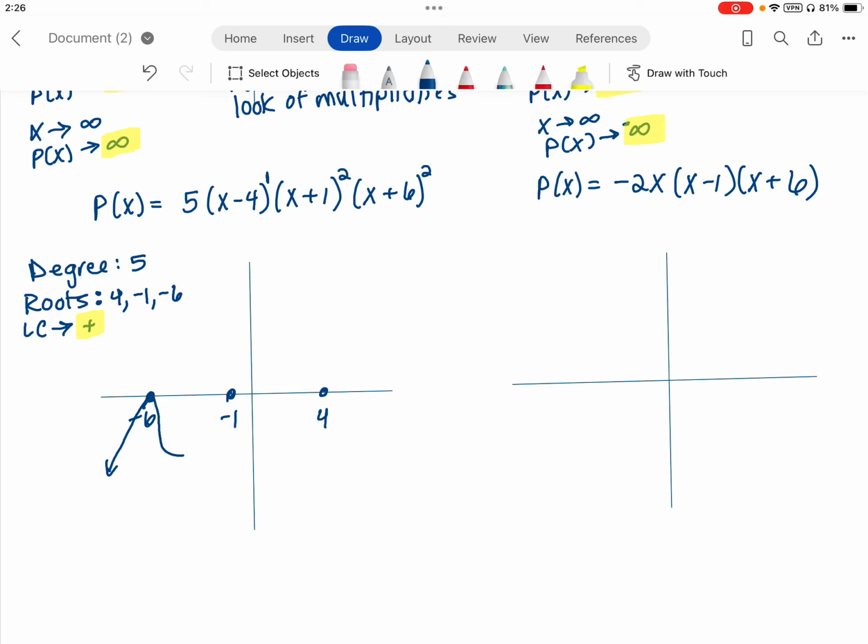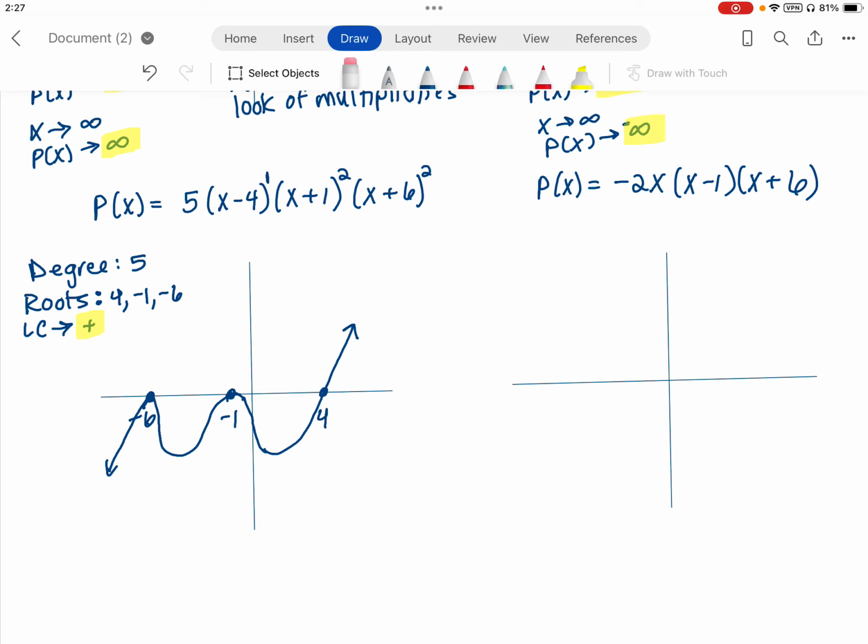So it's going to come down, go up, and bump there, okay? And then it's going to come down, and then at the 4 I have a multiplicity of 1, so then it's going to just shoot through there with that linear look, okay? Once again, don't worry about how low to go on those local minimums. That's something you'll worry about later in another class. You just need to have this general sketch, okay?